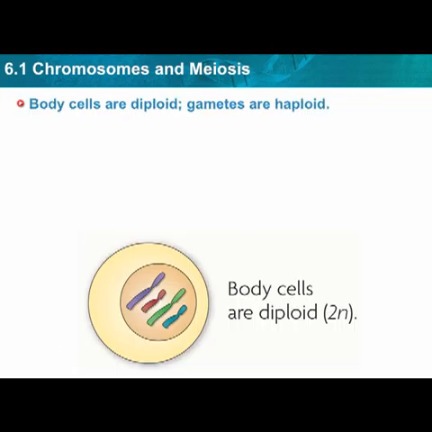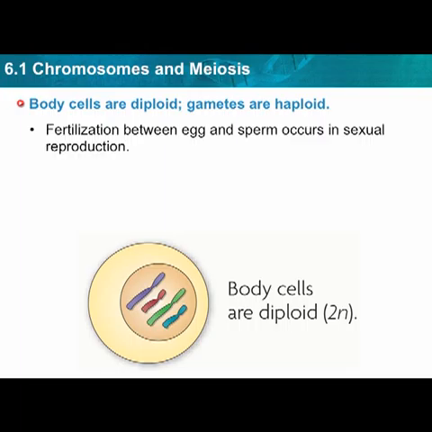Body cells are diploid. Gametes have to be haploid. Body cells have 2 complete sets of homologous chromosomes, so 23 pairs for a total of 46. If your gametes had that, the offspring would have 92 chromosomes, and that would not be a normal human. Fertilization between an egg and a sperm occurs in sexual reproduction, so we take the 23 from one and the 23 from another and put them together, and we get 46 total chromosomes, 23 complete sets of homologous chromosomes, one homologous set from each parent.